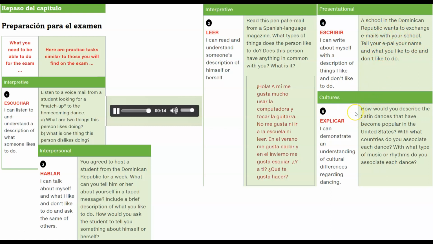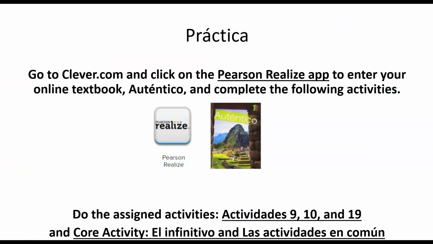And how would you describe Latin dances that have become popular in the United States? What countries do you associate with each dance? What type of music or rhythms do you associate with each dance? Here are the activities that you need to do in Pearson Realize. Make sure that you get them done.